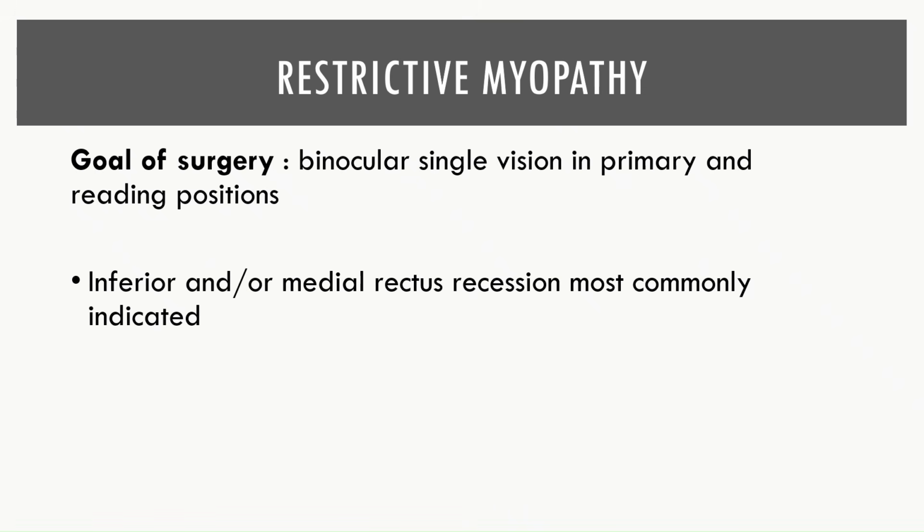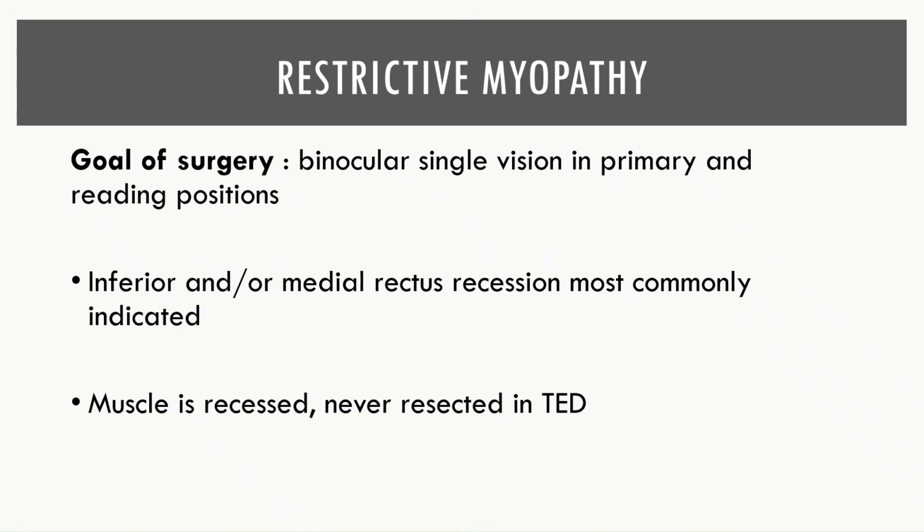Recession of the inferior or medial recti is the most commonly indicated surgery. A rectus muscle is never resected, only recessed in thyroid eye disease, generally utilizing adjustable sutures. The suture is adjusted later, the same day or on the first postoperative day to achieve optimal alignment, and the patient is encouraged subsequently to practice achieving single vision with a consistently accessible target such as a television.